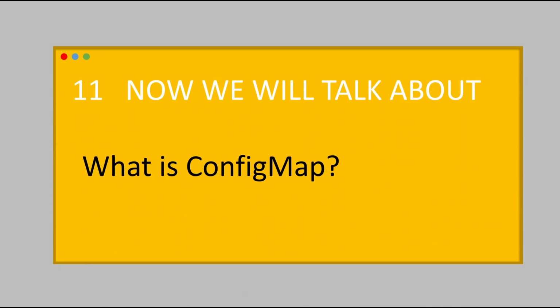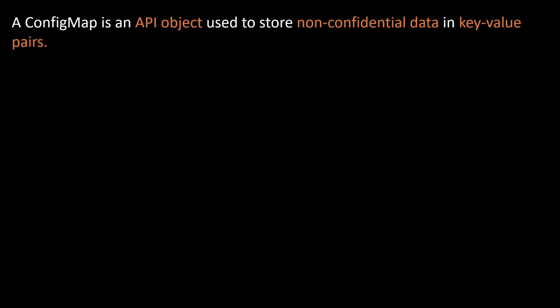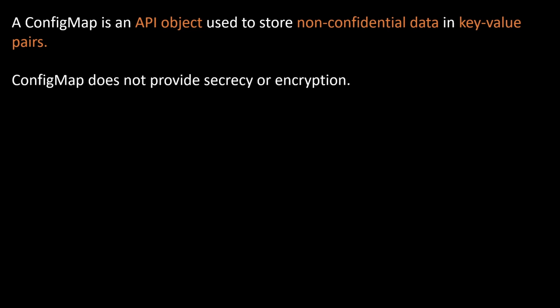So let's explore the first topic, that is, what is config map. A config map is an API object used to store non-confidential data in key value pairs. We have already covered what key value pairs are in the YAML file topic. It means that config map does not provide secrecy or encryption. If you want to store confidential data, then use secret rather than config map, or use additional third-party tools to keep your data private.